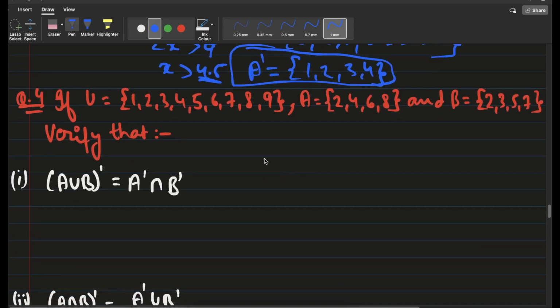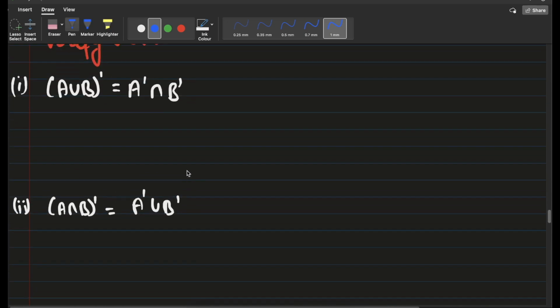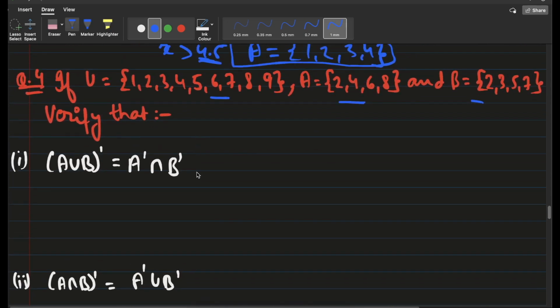Coming on to the next question. We have been given the universal set, A, and B, and now we have to verify these two. Let's verify again. We have to calculate two parts, LHS and RHS, separately, and then equate them and show that they are equal. Hence, we are verifying De Morgan's law.